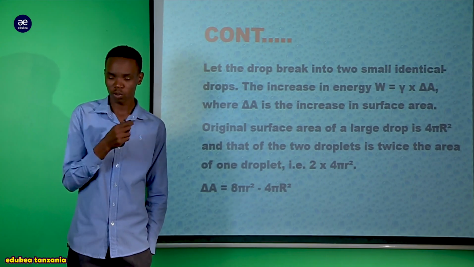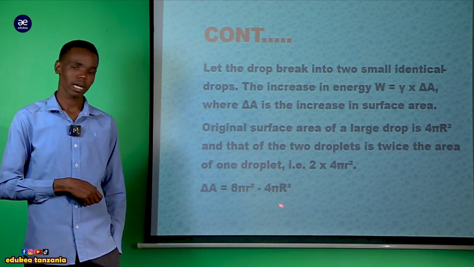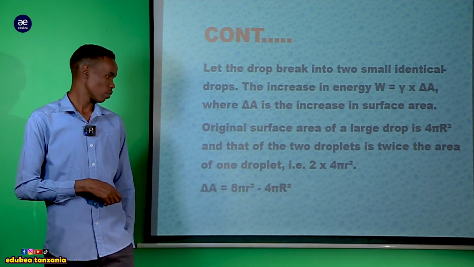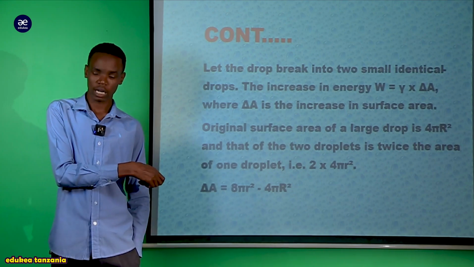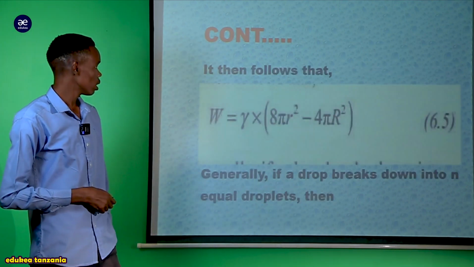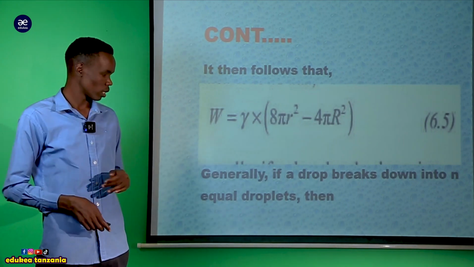Sasa tutamwambia kwamba ili tuweze kupata increase in the surface area, must be equal to 8 pi r square minus 4 pi capital R square. This will be our formula here. So it then follows that, my dear student.